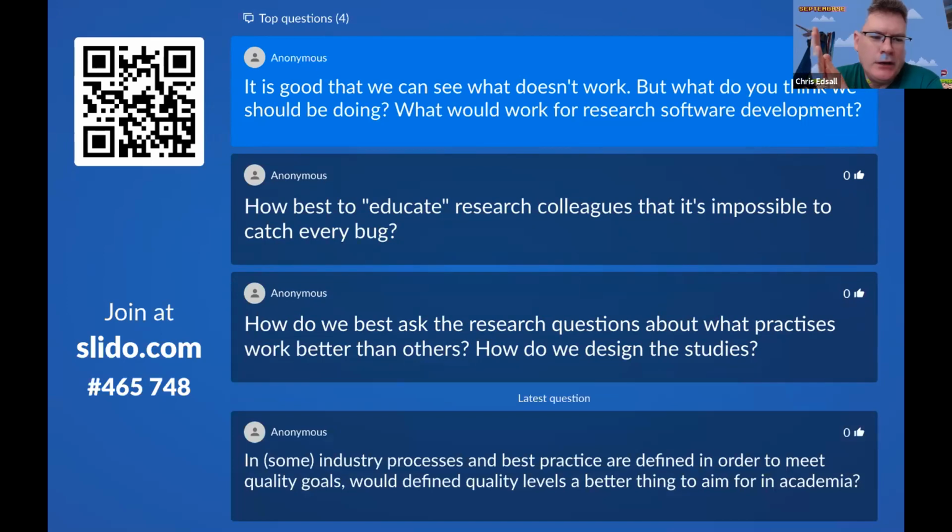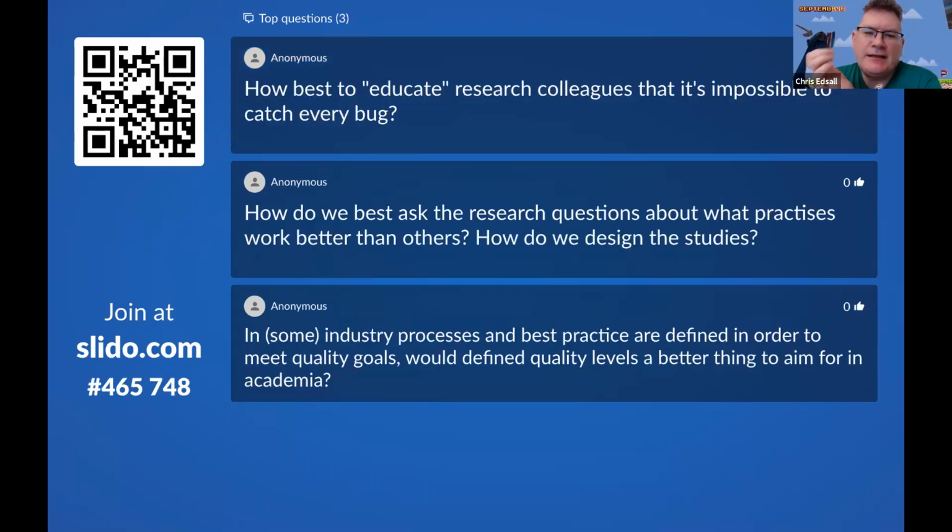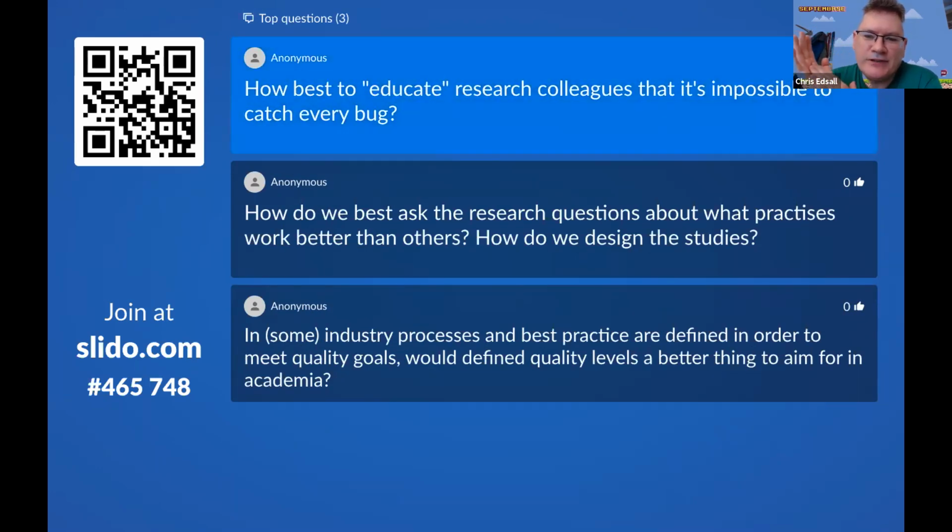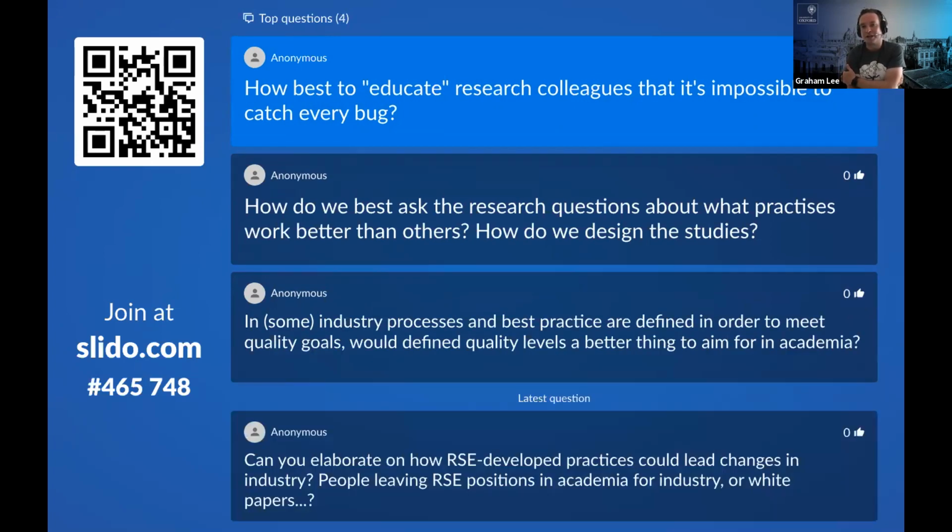Cool. So if that's the goal, how would you educate our colleagues in research and academia that it's impossible to catch every bug? Yeah, so I suppose that is the thing that the Agile techniques have done well at. They've said, we acknowledge that we're not going to get everything done within the next 2 weeks, but we're also going to replan within 2 weeks. And so if it turns out that this thing is catastrophic, then that's what we're going to be fixing next.